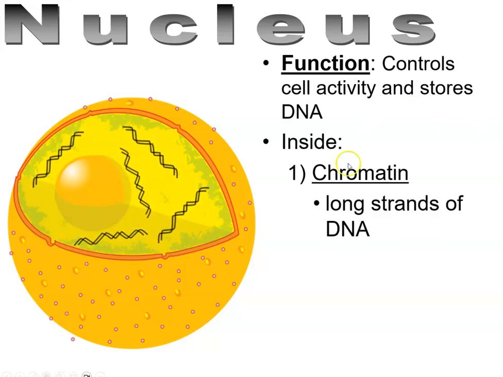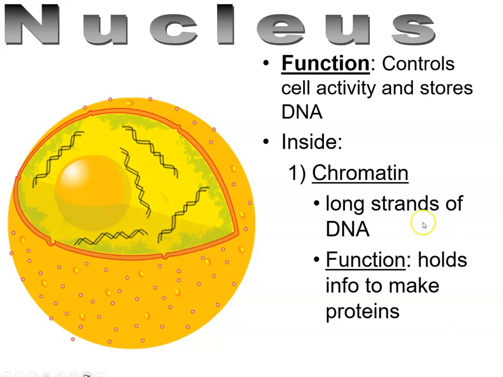So inside it, you have chromatin, and chromatin all balled up are what your chromosomes are. And so it's long strands of DNA. As a human, we have 23 pairs of chromosomes, and they are inside our nucleus. They're not in the center area here, they're on this outside, and that is where all your DNA information is. Every cell in your body has this chromatin. And the function of that chromatin is to hold the information to make proteins.